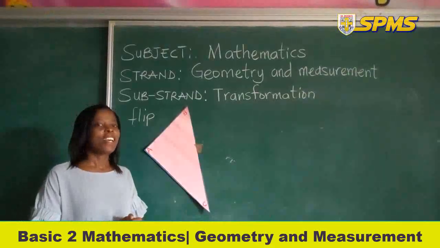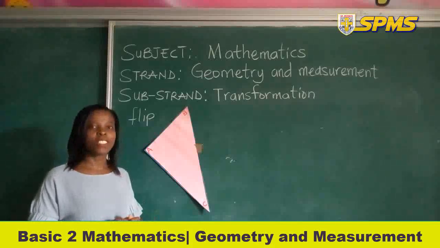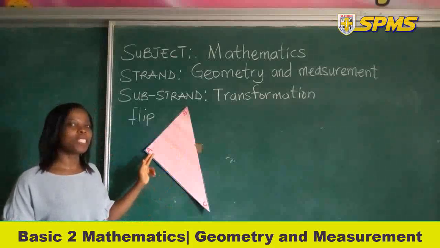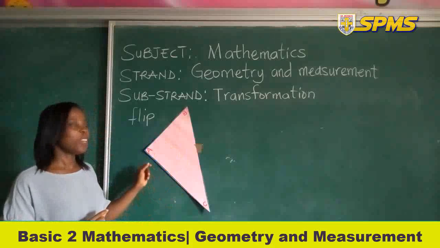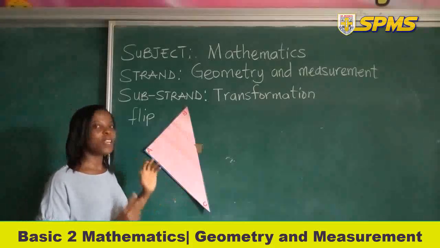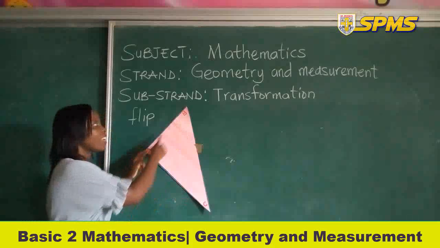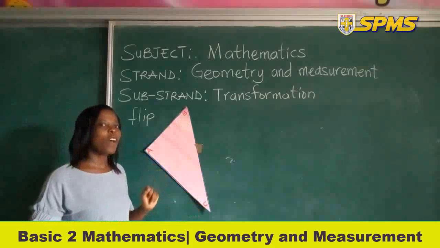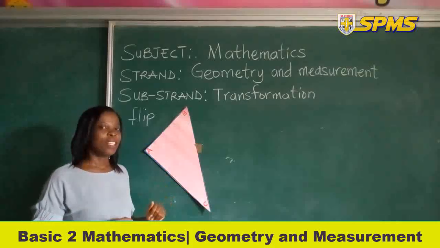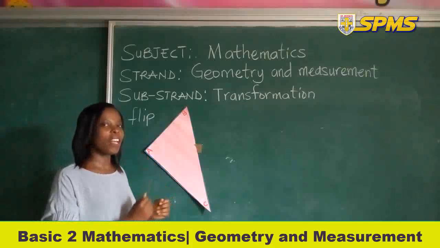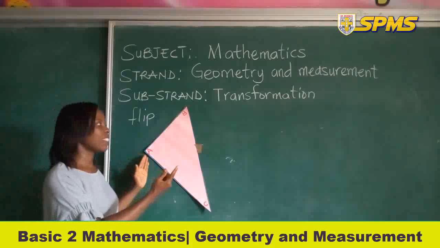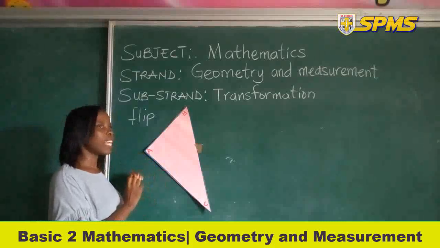Now let's look at the flip type of transformation. I have a shape on the board. What kind of shape is this? A triangle meeting at 3 points, giving us 3 angles. Angle A, angle B, angle C. Good. You remember we defined the word flip. What does it mean? To cause a turn over. So I'm going to turn the shape over to the other side. Let's watch how the turn will be.